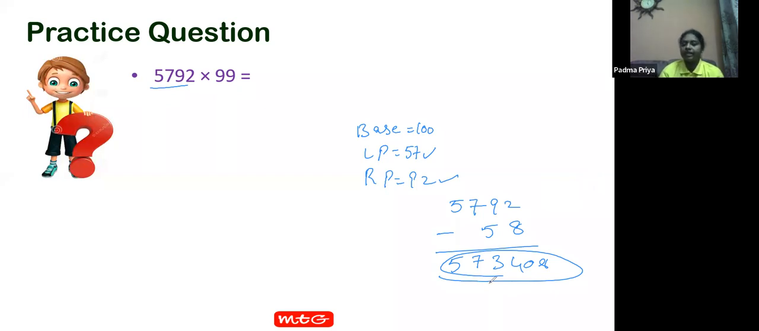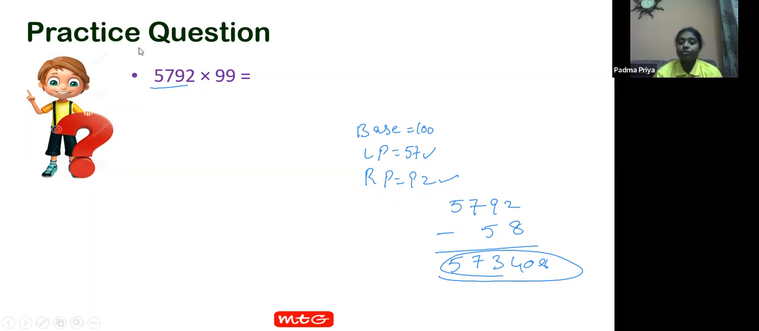30408, how will it come? See here, the left is 3408. Then you are correct. Yes, perfect answer in the chat box. Can you tell how to do this? What is the right part? 08, correct? Yes, ma'am. And left part? 5792 minus 58. Ma'am, right part is 92. Base minus 92? Ma'am, 8.